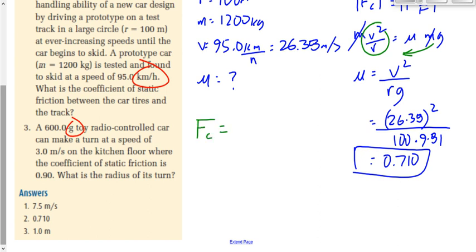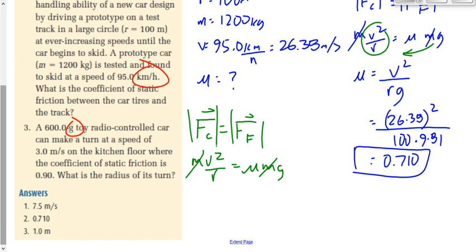We should convert grams to kilograms, although I think, once again, the mass is going to end up canceling out anyways. Fc is mv squared over r equals mu times the normal force, but on a horizontal surface with no other forces acting, the normal force will be m times g. Mass does, in fact, cancel. We're looking for r here. This is a little bit harder to rearrange for. R is on the bottom. What are you going to do first?